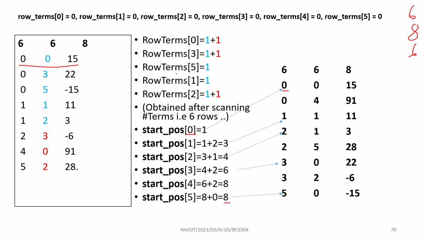Make the entry. Reverse row and column. The value you have to copy. Now starting position of 0 should be incremented by 1. That means 1, and for the future it is 2. The next value is 3, 0, 22. For 3, starting position is 6. Go to 6, this is 1, 2, 3, 4, 5, 6. In this place, reverse the value and put it.